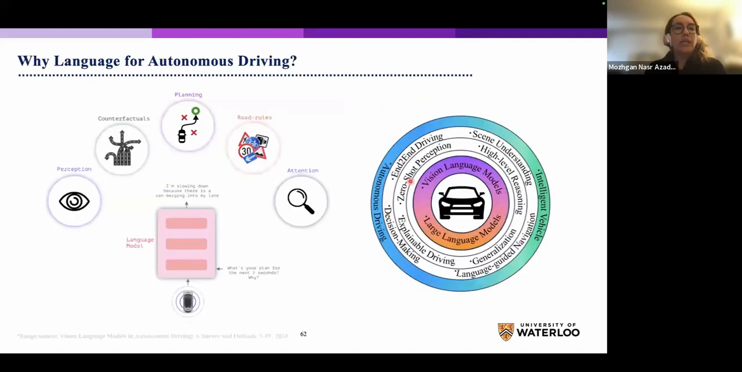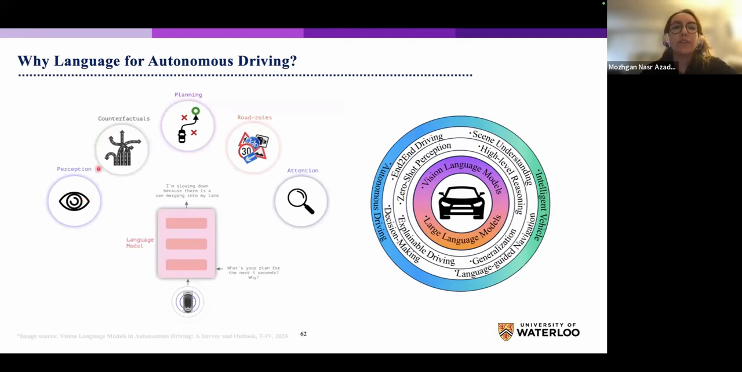Today we are going to talk about the motivation, if this process is already working. What's the motivation of adding language to this process? Here we can see that it can be useful, for example, for perception. We can now have open vocabulary perception without any predefined classes.